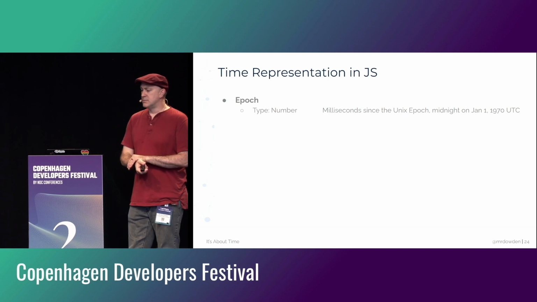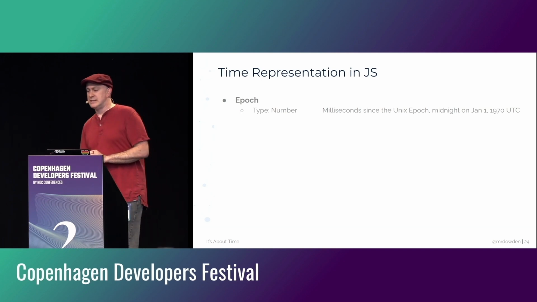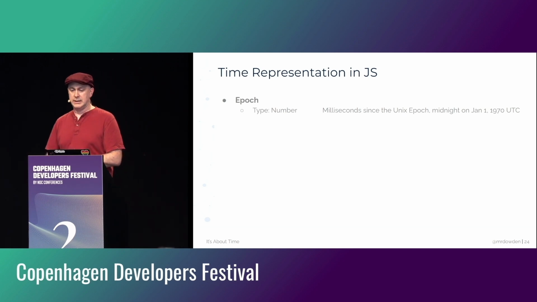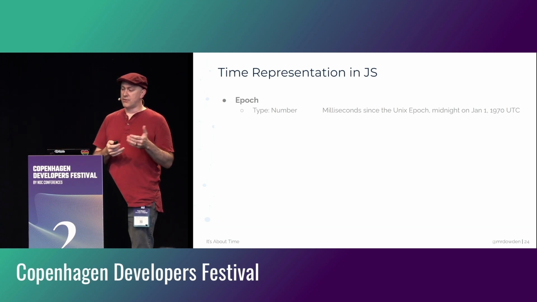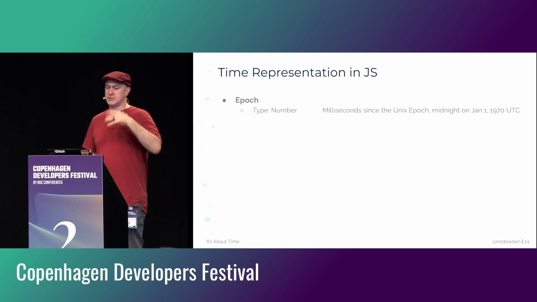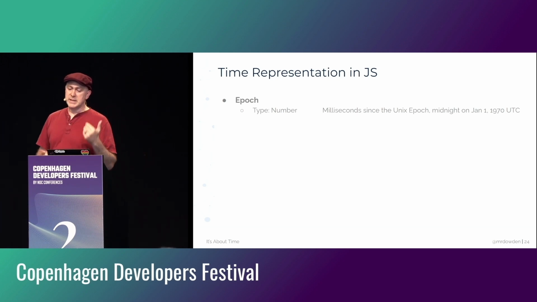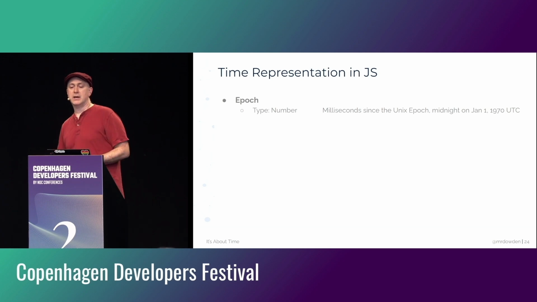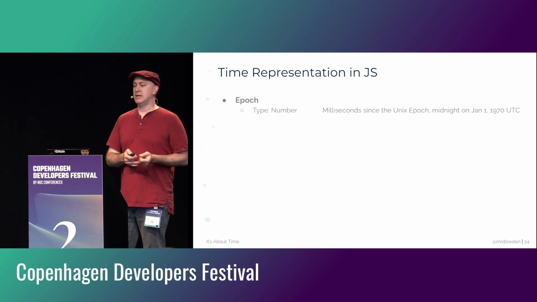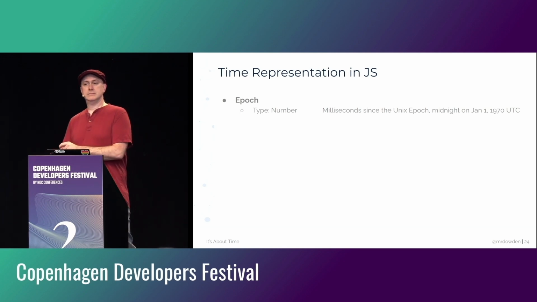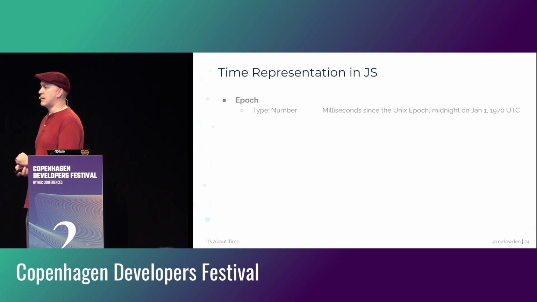So, some time representation details in JavaScript that we need to know. These are the different ways we can represent time. The first one is epoch. This is the number of milliseconds since the Unix epoch on January 1st, 1970 in UTC. It's always UTC. Unix epoch is always UTC.